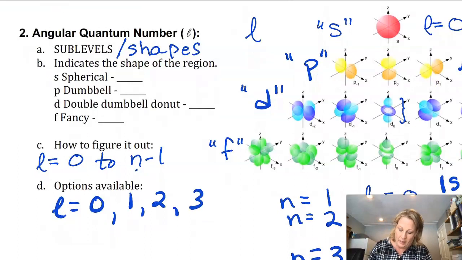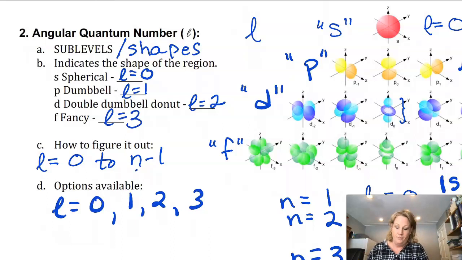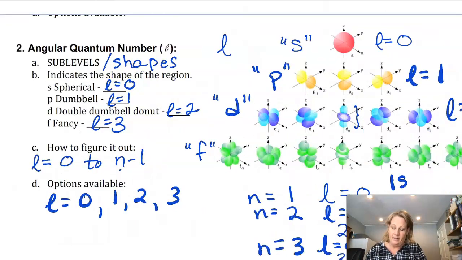And over here on our notes, if it's spherical sublevel shape, then it's L equals 0, dumbbell is L equals 1, the D shape is L equals 2, and the fancy F's is L equals 3. So that is the second quantum number that tells us the shape of the sublevels that are within the main energy level of the atom. So the electrons are actually found in these three-dimensional shapes.